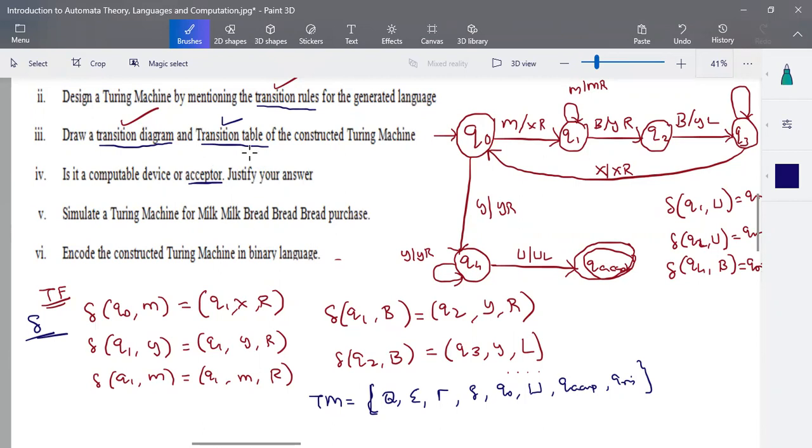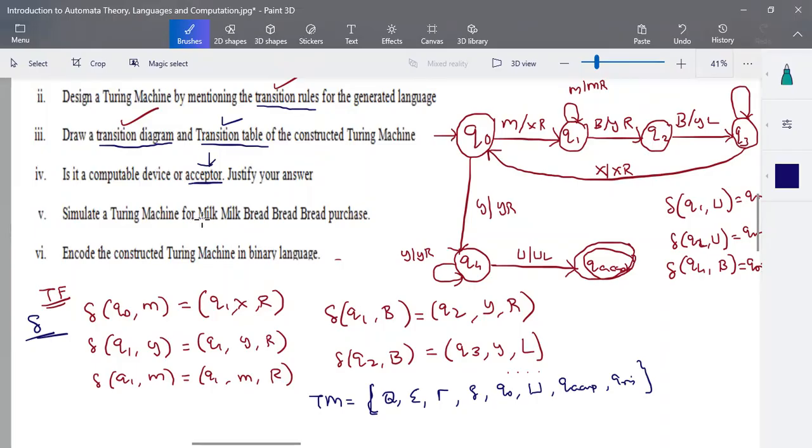Okay, so for the given problem, the Turing machine you have designed is an acceptor. It is not a computable device, it is an acceptor. When you have addition, subtraction, multiplication problems to be solved, then those will be your computable devices. In this example, you're going to verify whether the scenario is satisfied or not. So it is just an acceptor.